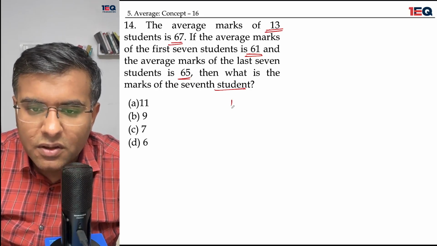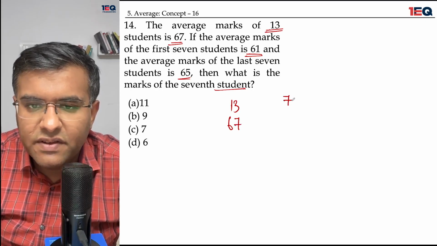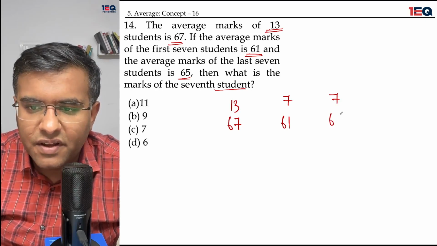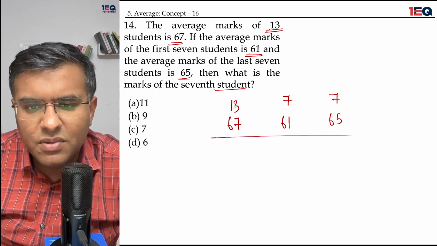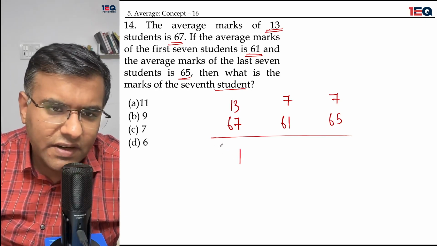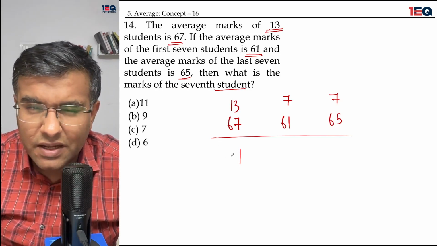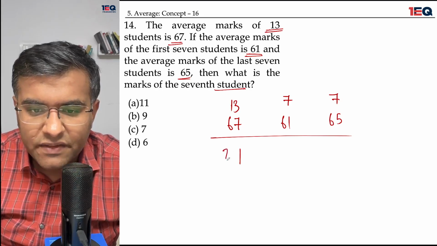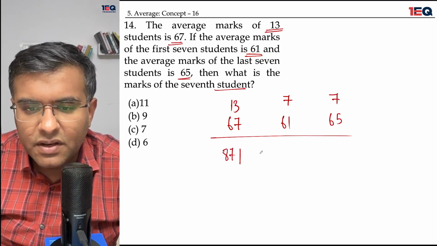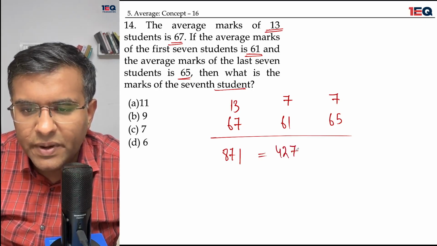Okay, 13 students have an average of 67, the first 7 students 61, the next 7 is equal to 65. If I do simple multiplications, 13 sevens are 91, 13 sixes are 78, 78 plus 9 is 87, so 871 is the total sum here. Then 7 times 61 is 427.